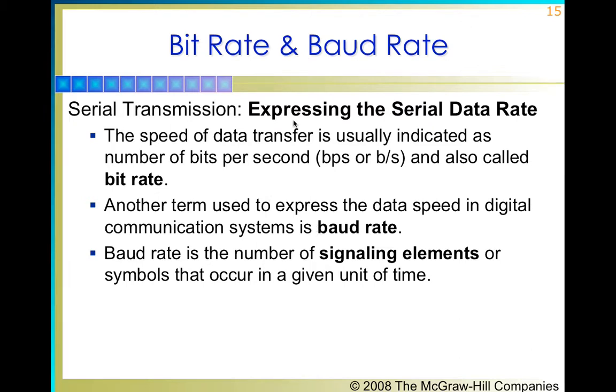Like we have a symbol which can represent 1 bit, or we can have a symbol of a waveform which is representing 2 bits or 3 bits, and the symbol can be a square wave, a triangular wave, or a kind of ramp wave, and that is the signaling element. So the number of signaling elements of the waveforms which are happening in 1 second is called the baud rate, and that is the difference between the baud rate and the bit rate.